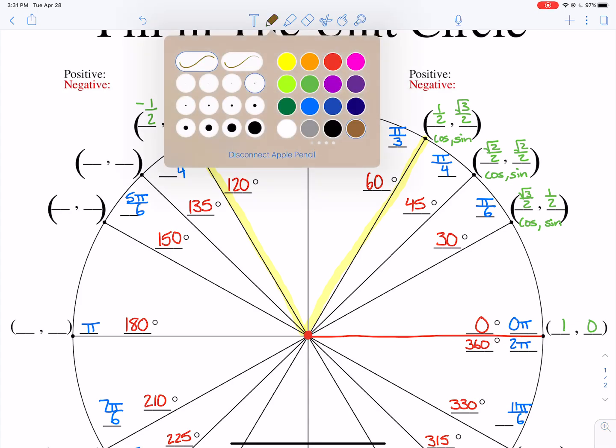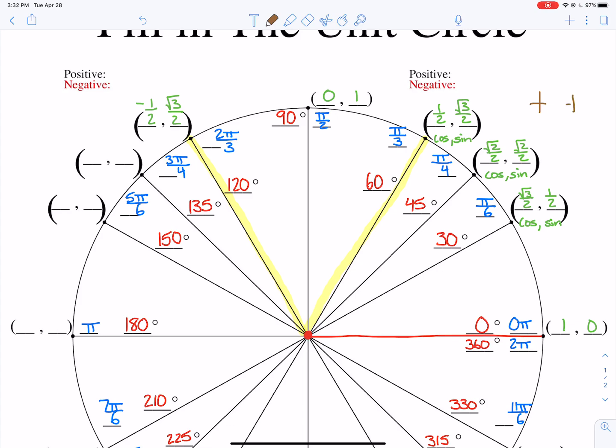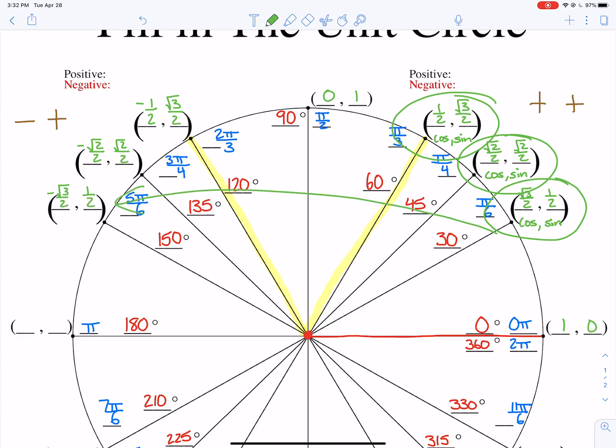So let me write this down. We have positive, positive in the first quadrant. We have negative, positive in the second quadrant. So let's write down the same coordinates. These three stay the same. Their signs will just change is the only thing that happens. So I have negative square root of 2 over 2, positive square root of 2 over 2. And I have negative square root of 3 over 2 and positive 1/2. So notice those correspond to the ones across from them.